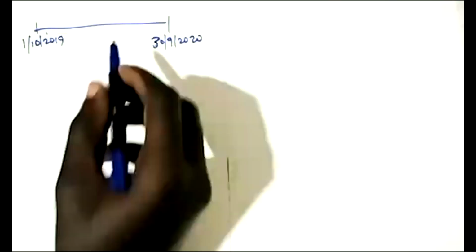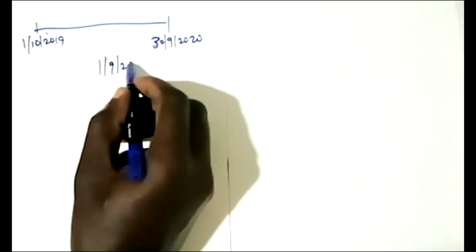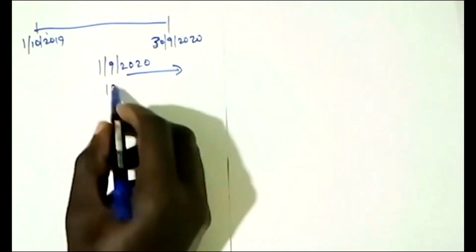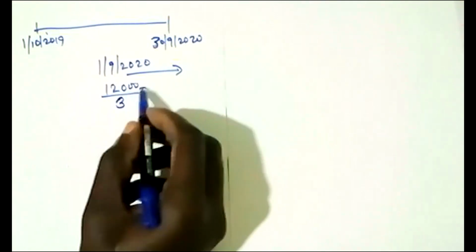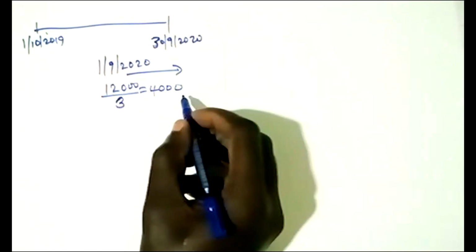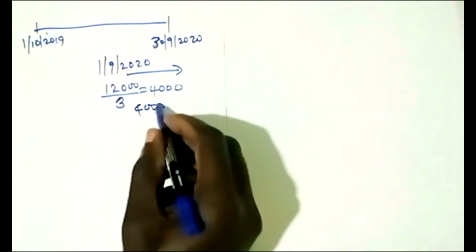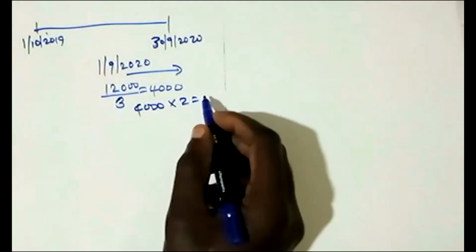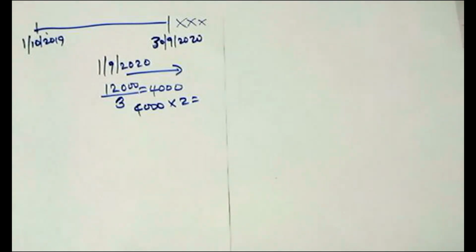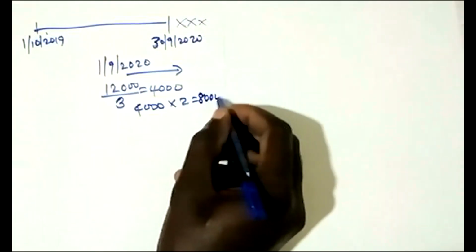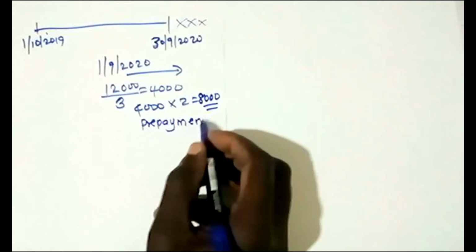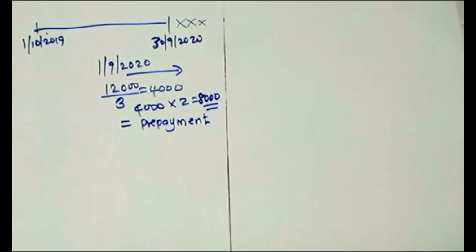So they paid from 1st September 2020 for 3 months for the maintenance contract, a total of 12 million. So 12 million divided by 3, that is 4 million. I'm writing in terms of thousands. Which means that for 2 months, that is October and November, it was outside this financial year. October and November is outside the current period, so that is 8K. 8K is a prepayment.